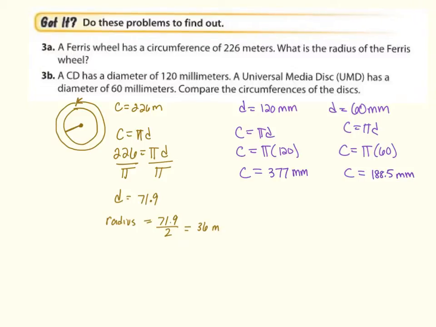So compare the circumferences of the discs. Obviously, the 120 millimeter disc has a bigger circumference than the UMD. Okay, so what we would write is the CD has a larger circumference than the UMD. And that's it.